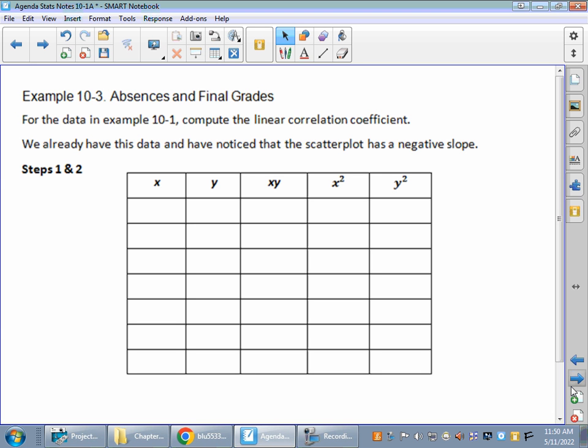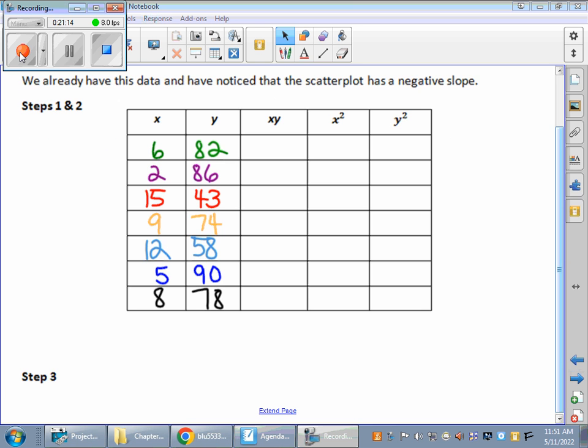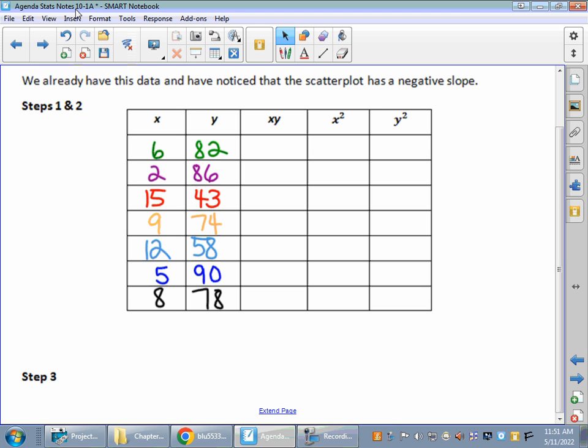So steps 1 and 2, we're going to put all of our data in this table. So I'm going to go back. Give me a minute, I'm going to just pause and add that. You pause as well and add that. All right, so I've got all my X and Y values in that table. So now I'm going to just start doing all the math.